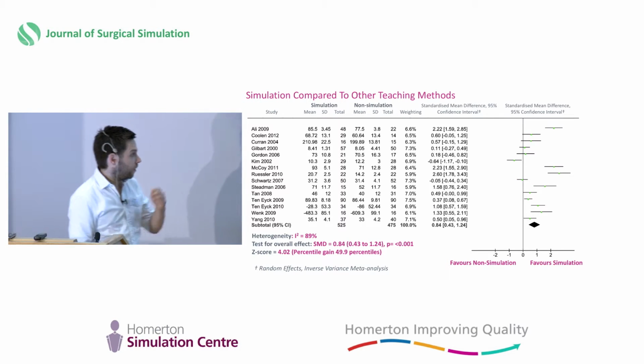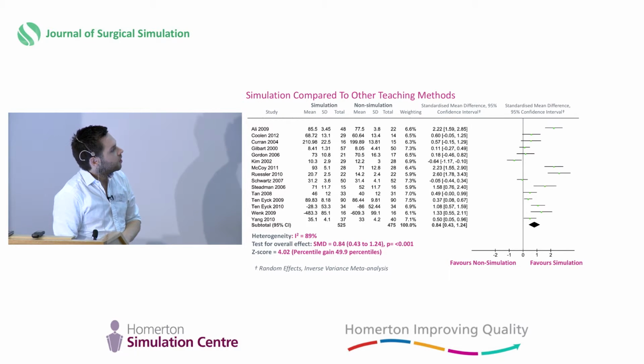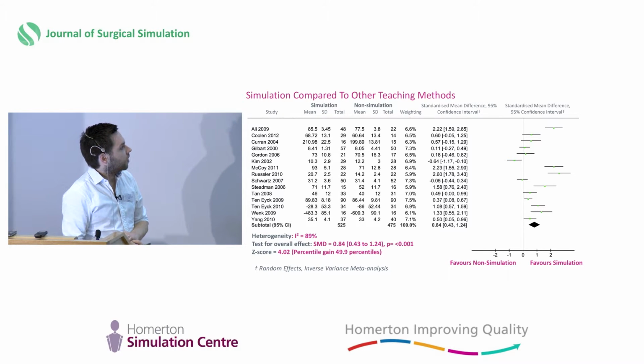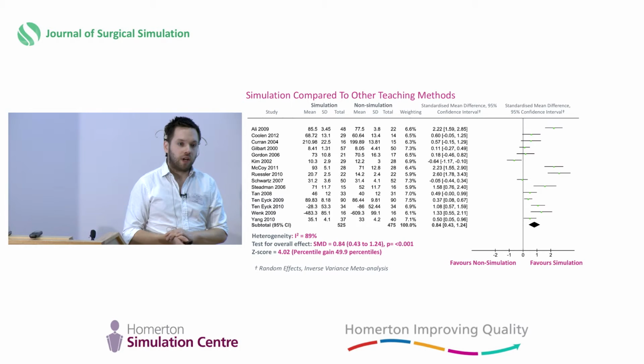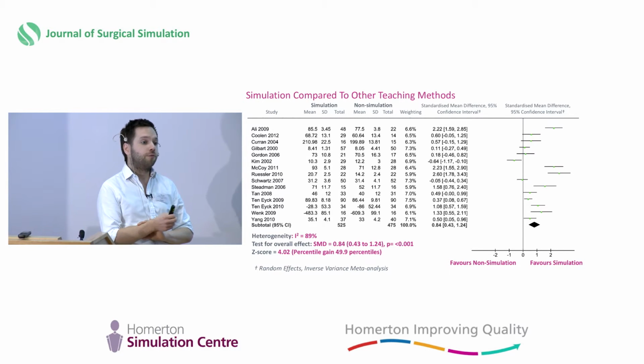So this is the headline results, really. This is simulation compared to other teaching methods. What we found was that simulation was more effective than any other teaching method, and that was with a standardised mean difference of 0.84.